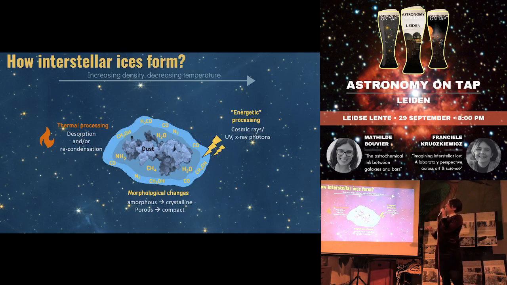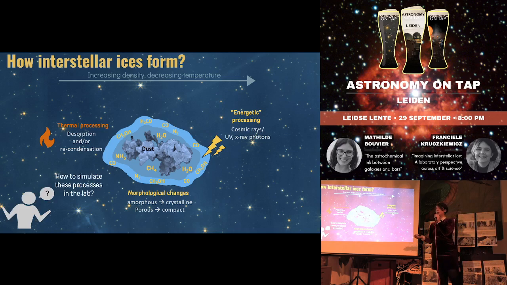And apart from the formation of the molecules, we have a lot of processes that can take place with these ices. We can have thermal processing, so these molecules can go to the gas phase and go back to the ice. We can have morphological changes, so the ice can be more disordered, but then it can crystallize over time. And we can also have energetic processes, so interaction with ultraviolet or X-ray photons. So how do I simulate all these processes in the lab?